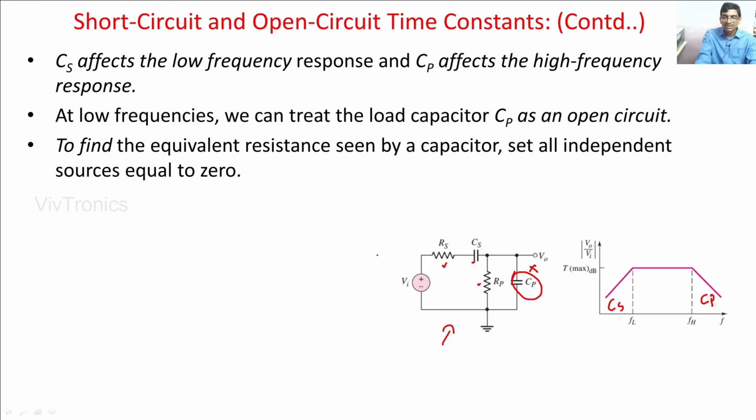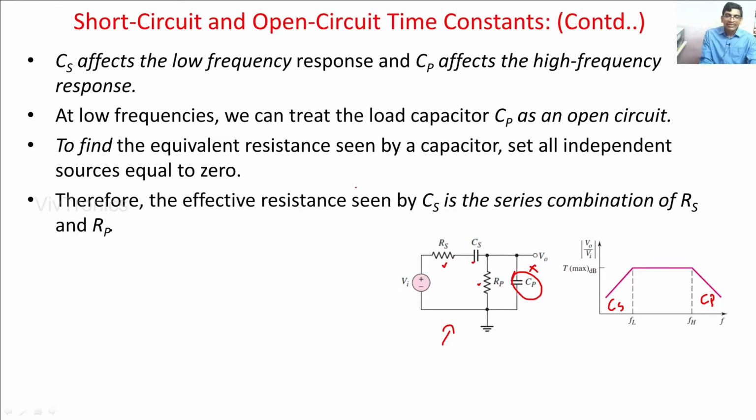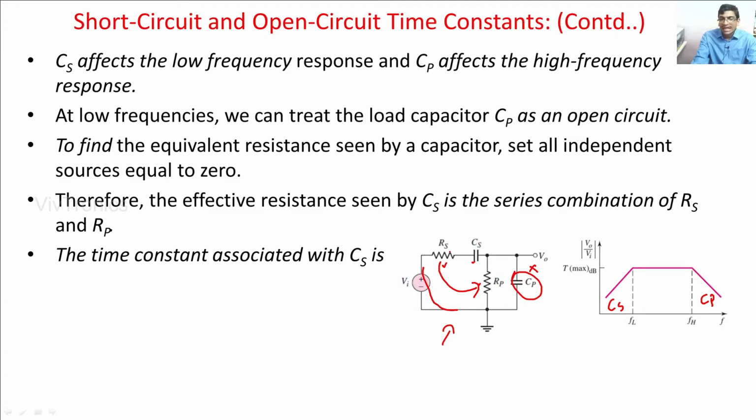Therefore, VA is equal to 0. We can say the effective resistance seen by the CS is the series combination of RS and RP resistance. Okay, when we see from the CS side, these RS and RP are in series combination after short circuiting the VI. Therefore, the time constant associated with the CS can be given as tau S is equal to RS plus RP into CS. That is the value of the time constant of the circuit, which will decide the low frequency gain of our amplifier circuit.